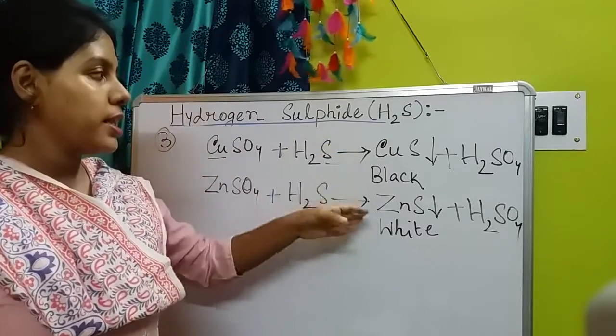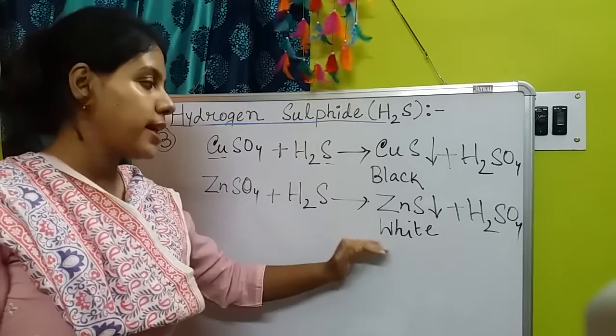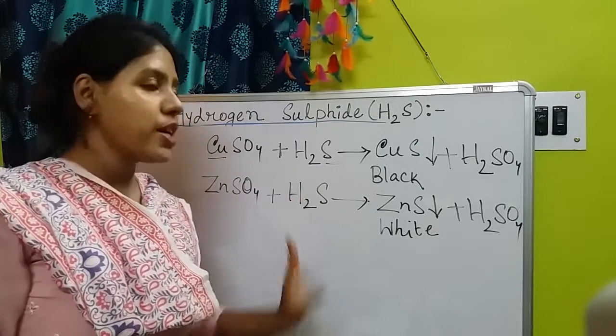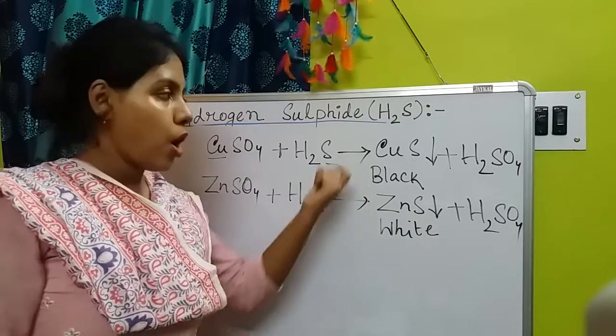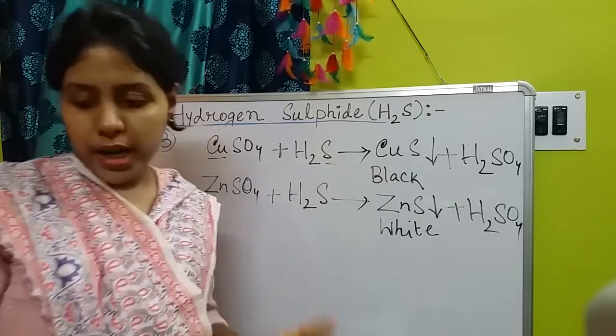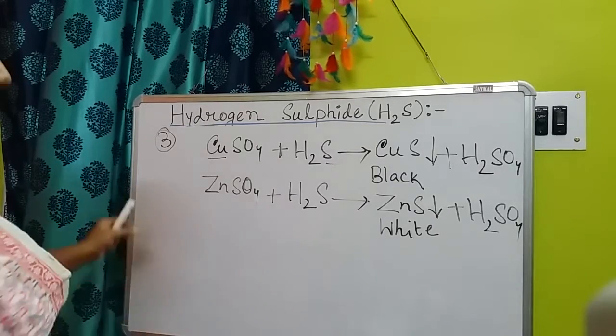If it is black in color, then it could be copper sulphide or lead sulphide. If it is white in color, then it could be zinc sulphide. So this method is used for identifying the metals or the cations, that is, which metallic cations we are using here. Okay. Next one, that is reducing property.